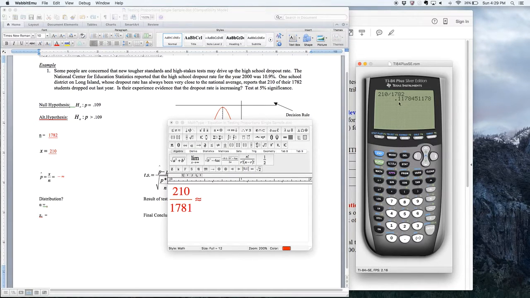Right now this is 0.1178 approximately. If you move that decimal to the right in your head, that's 11.78%. The national average is just under 11%, so as you can see, this is a little bit higher. This school district is kind of concerned. They're thinking, wait a second, the average is about 11%, and now we're having upwards of 12%. So, are these high-stakes tests deterring students, and are students giving up and not wanting to take these tests?